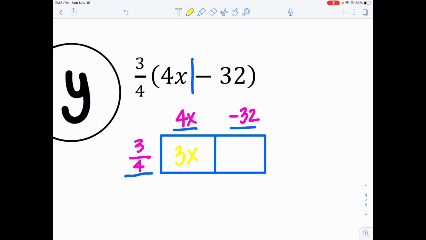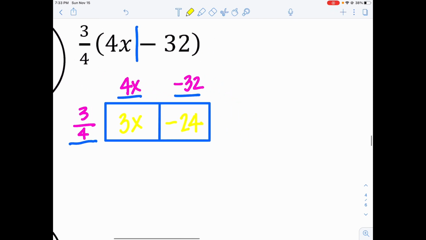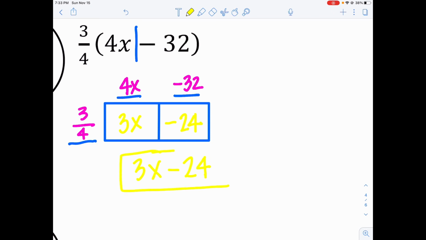Now I'm going to do 3/4 times -32, and you can just punch it into your calculator. 3/4 as a fraction times negative 32, and it should tell you that it is a negative 24. So, writing your final expression, it is 3x minus 24, and that is your answer.